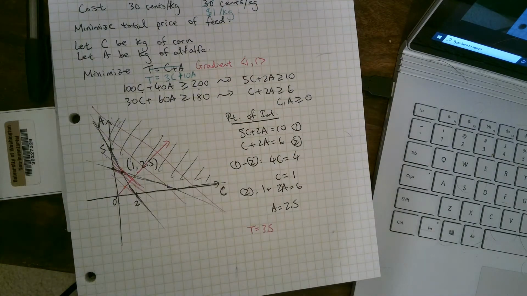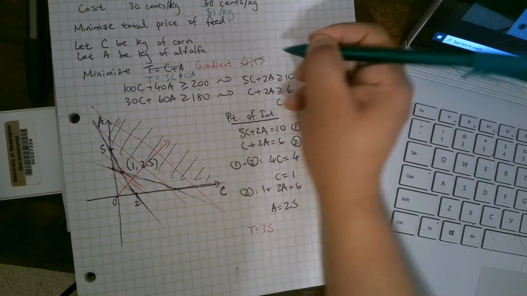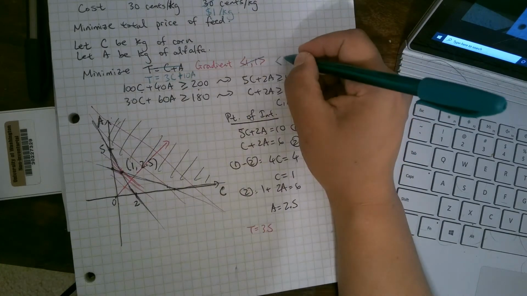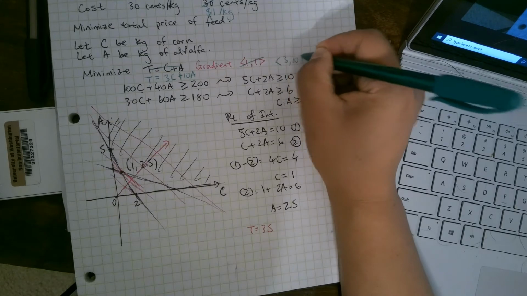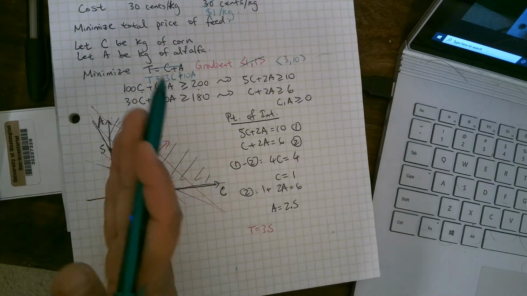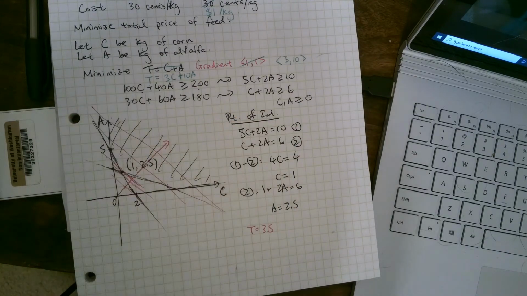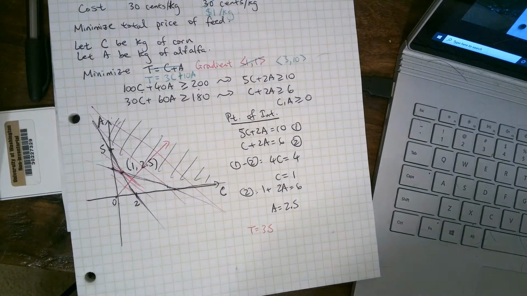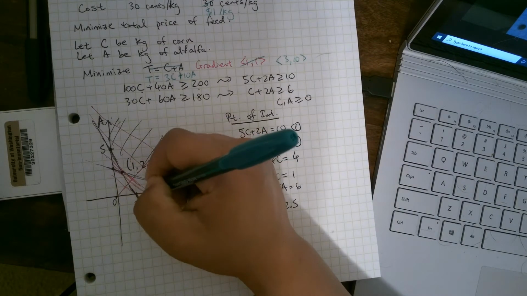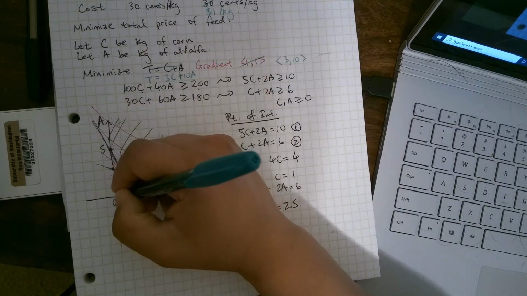Okay, so now my gradient is going to be 3 comma 10, that vector. Okay, what happens though? That vector is much more vertical than the vector 1, 1. Right, 3 comma 10 is up there, so it goes towards there.